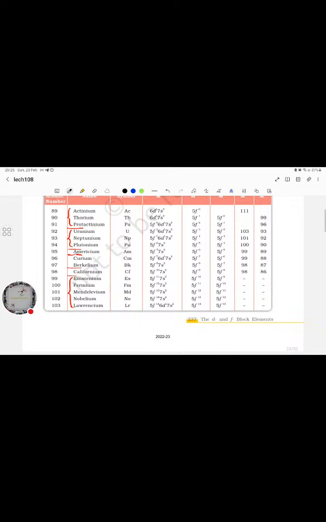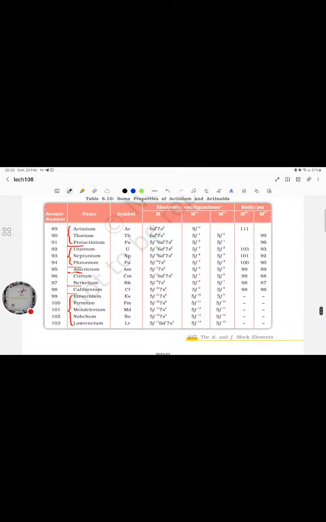Now let's talk about the electronic configurations. As far as electronic configurations are concerned, from actinium and thorium up to neptunium we cannot really say we have the expected configuration, because in protactinium we have a deviation. From plutonium on, plutonium and americium will have something different, and curium is the lone warrior with the expected electronic configuration.